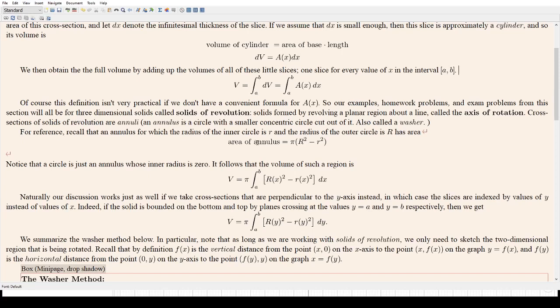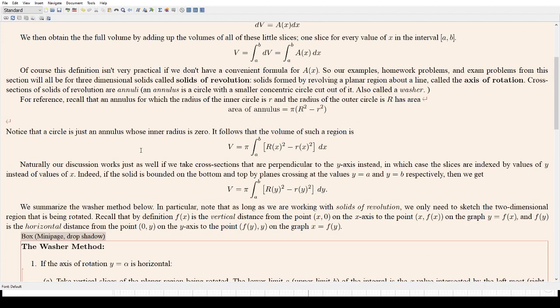I mean, it's literally just a circle with a smaller circle cut out of it. So, if the radius of the big circle is big R, and the radius of the interior circle is little r, then the area of the annulus is just pi big R squared minus pi little r squared. And I just factored out the pi here. So it's literally just the area of the big circle minus the area of the little circle. So that's why we're focusing on solids of revolution, because in this case at least, we have an easy formula for the area of the cross-sections.